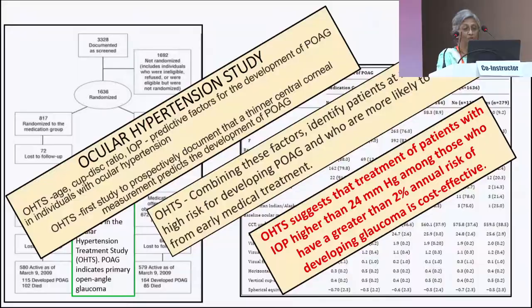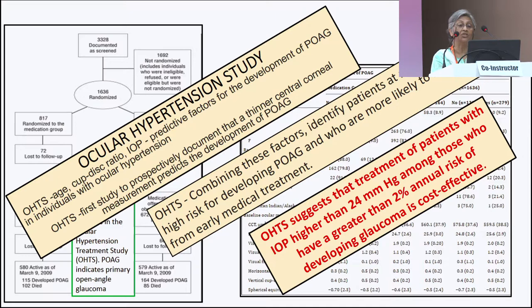Now, the Ocular Hypertension Treatment Study has beautifully answered these questions. They have told us who are the guys who are maybe at a greater risk of developing glaucoma. So, they have told us the predictive factors for development of glaucoma in individuals with ocular hypertension, and this is the first study to document that if you have a thinner cornea, which Dr. Prateek talked to us about, this predicts the development of POAG. So a CCT is a must for every patient. Suppose you combine all these factors, then you can identify patients who are at moderate to high risk for developing POAG and who are more likely to benefit from early treatment.